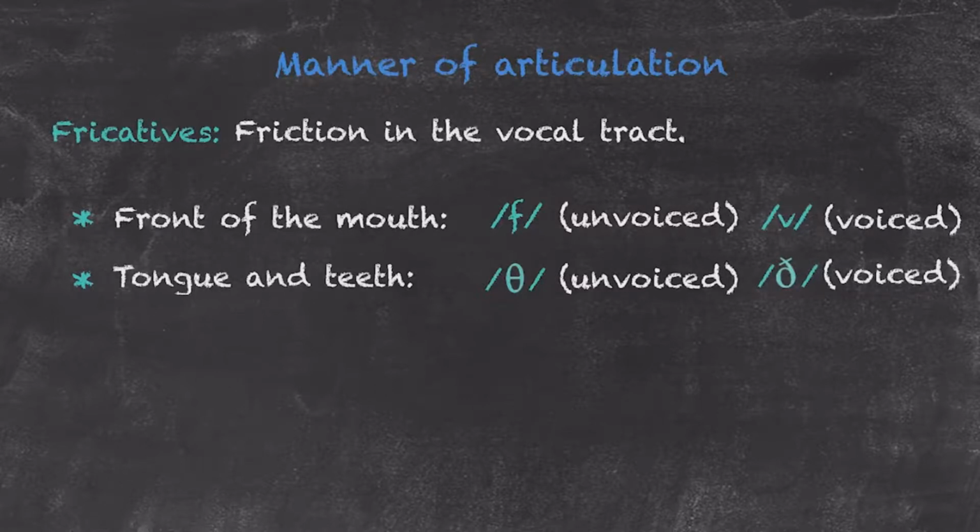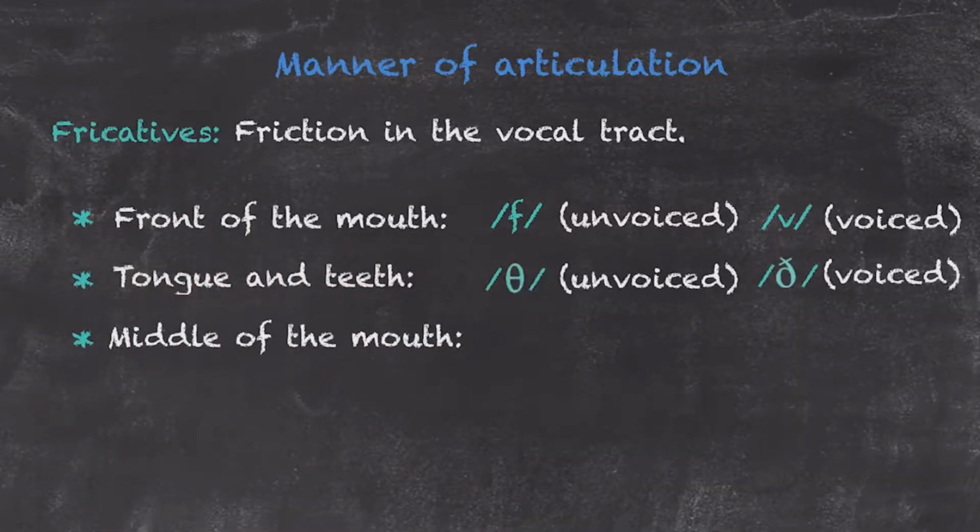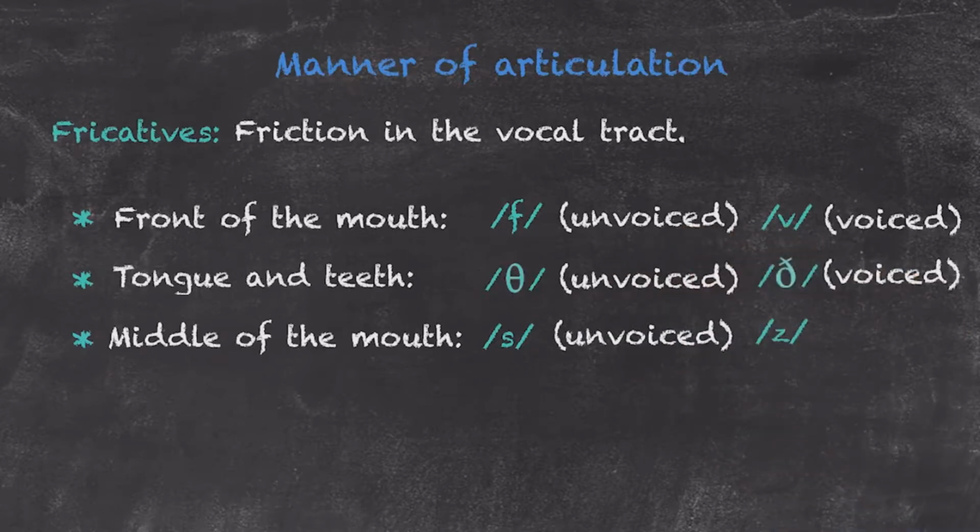Now, moving a bit further back in the mouth, we have our friction, which comes from the middle of our mouth. Those sounds, we have 4 of them, are s and z. Those 2 sounds are made in the same manner and in the same place, and here we have an instance where again one is voiced and the other is not. First the unvoiced s, and the voiced z.